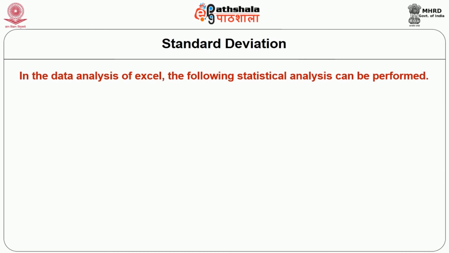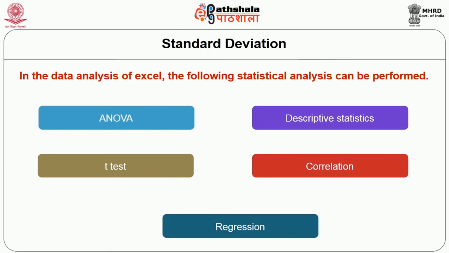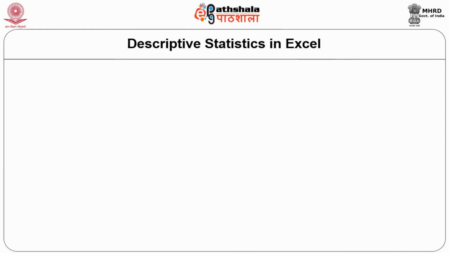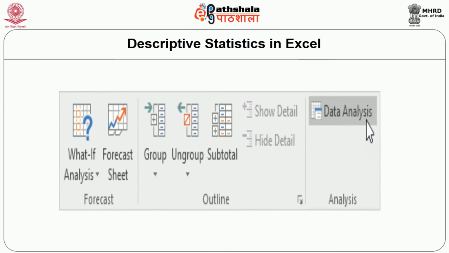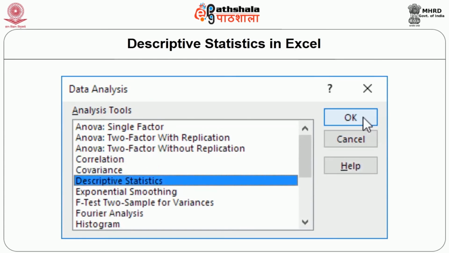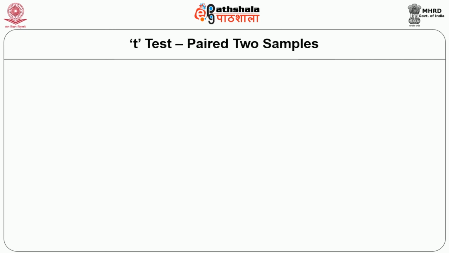In the data analysis of Excel, the following statistical analyses can be performed. That is ANOVA, descriptive statistics, t-test, correlation and regression. Descriptive statistics in Excel: enter the data in the Excel sheet. Then click data in the main menu and click data analysis. Select descriptive statistics and click OK. A dialog box will open. Select input range as A2:A13 and output range as C2. Select summary statistics.